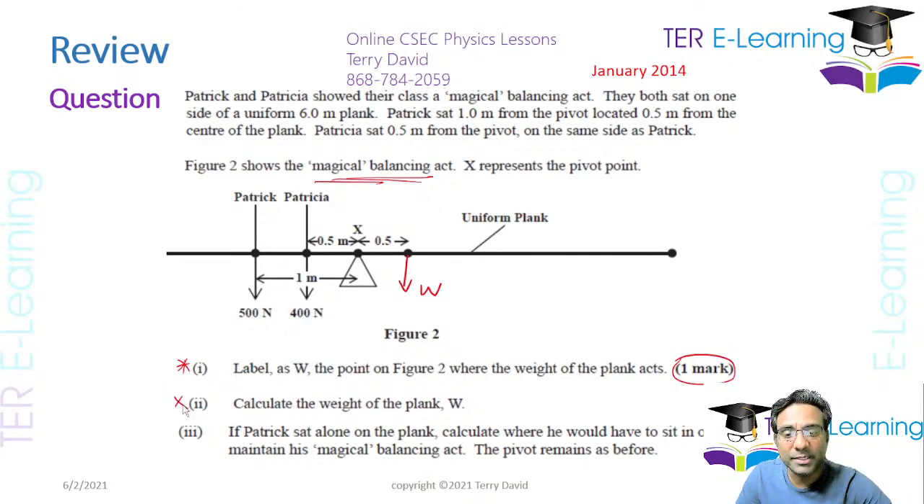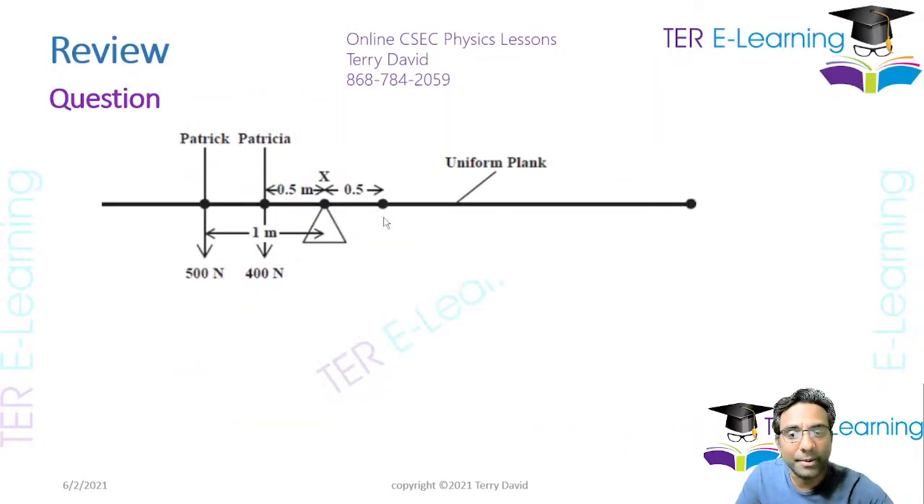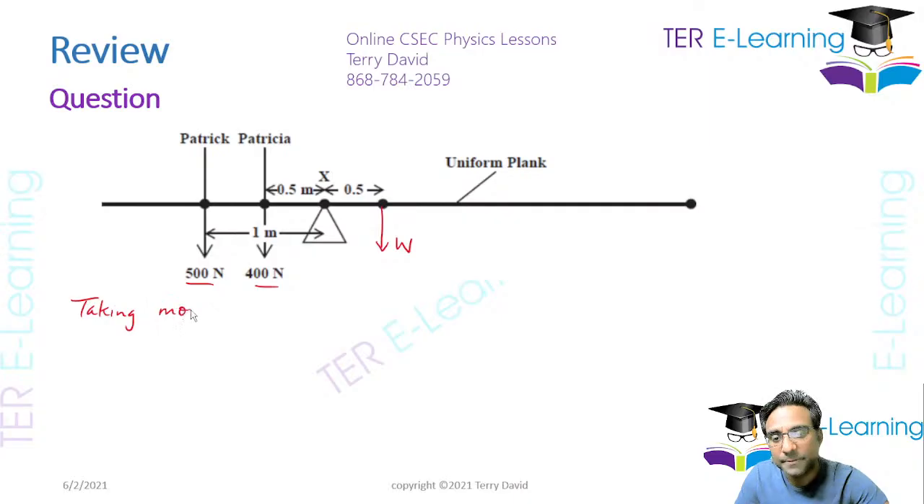The next thing they want us to work out is to calculate the weight of the plank. So let me go on a separate diagram here. This is the weight of the plank that we want. We need to look at all our forces. You have a 500 here, a 400 here, and W, which we don't know. So you need to decide where you're going to take your moments. In all questions, you need to tell them where you're taking your moments about. So taking moments about the pivot.